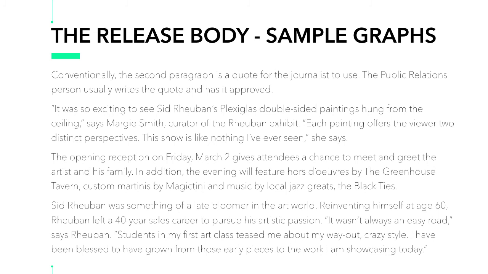Then we get the information on the artist. Okay, Sid Rubin was something of a late bloomer in the art world, reinventing himself at age 60. Rubin left a 40-year sales career to pursue his artistic passion. "It wasn't always an easy road," says Rubin. Now there, we should swap it. So it wasn't always an easy road, Rubin says, right? Because his name is short, so we could put says after his name.